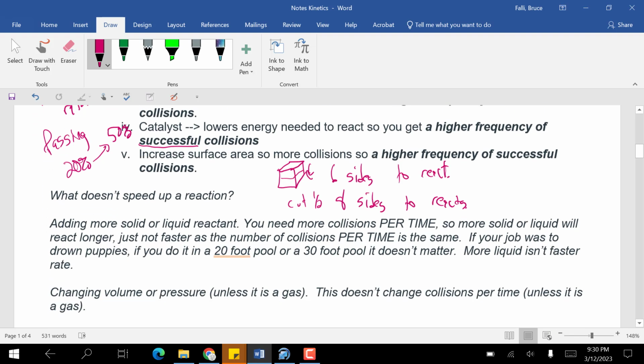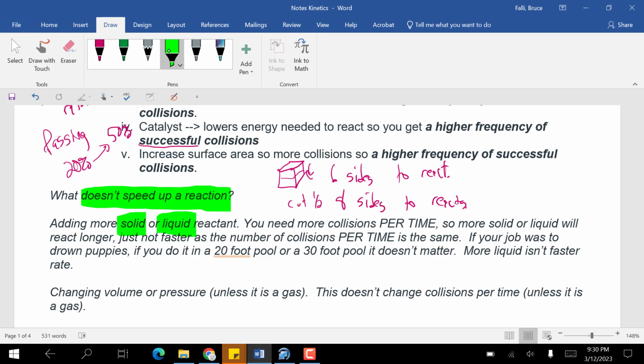So what doesn't speed up a reaction? These are my evil tricks. Adding more solid or a liquid. Solids and liquids don't speed up reactions. You need more collisions per time. Now, adding more solids or liquids will end up with more, but it won't go faster. It will not go faster.